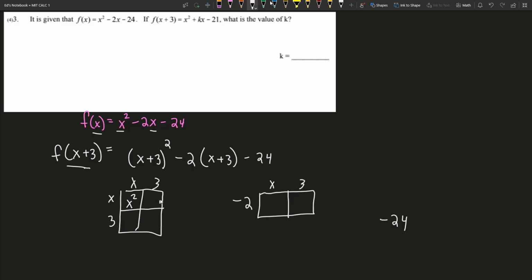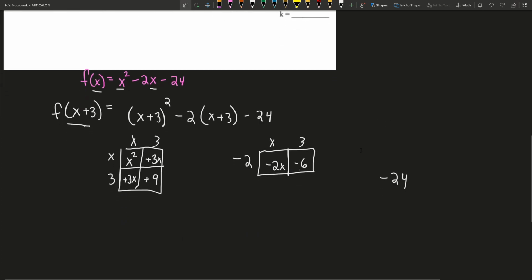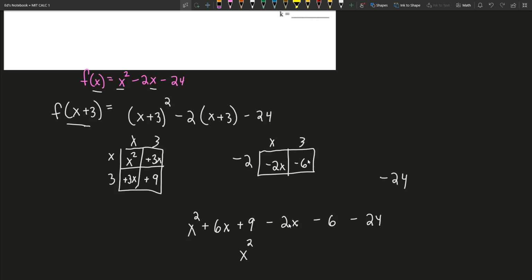So if you did this, this would be x squared plus 3x plus 3x plus 9. And then this would be -2x and -6. Then you can combine these things. Well, first let's write them down in a more organized way. So I have x squared plus 3x and 3x is 6x plus 9, and then minus 2x minus 6 minus 24. And this can be simplified all the way down to x squared minus 8x. This is 9 minus 6 is 3. So this would be minus 21.